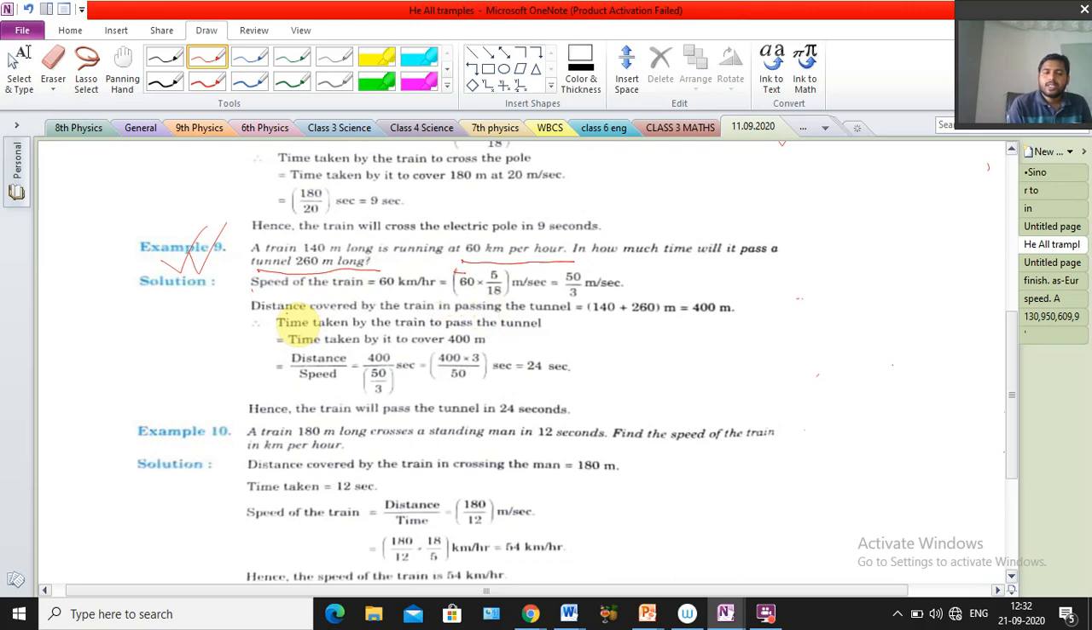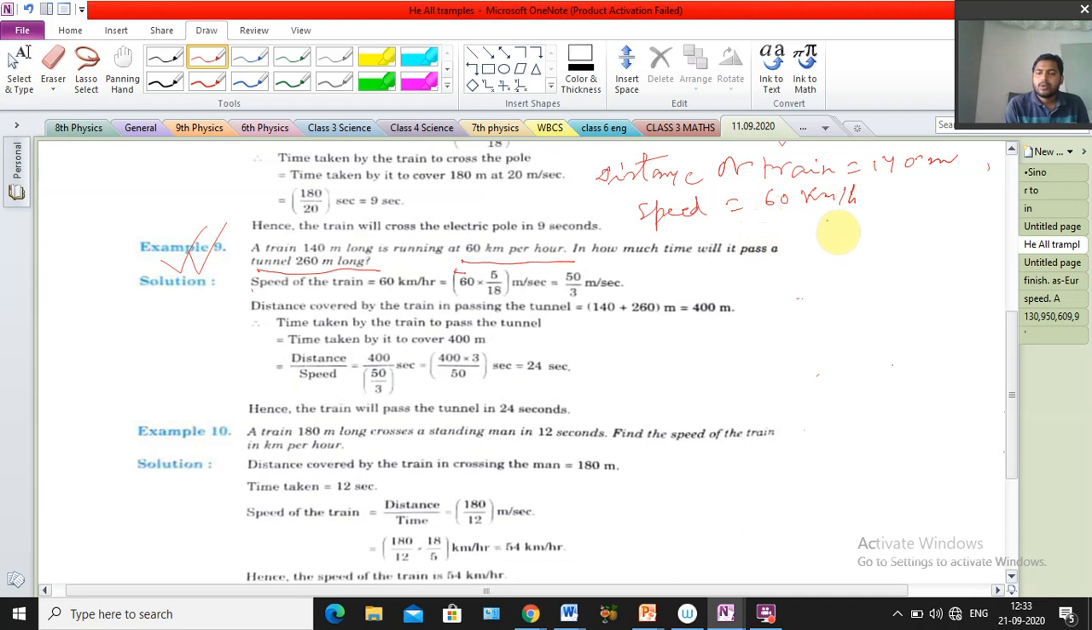So what to do, sir? At first whatever given data, just write it. Whatever given data, just at first you should write it, okay? So train distance, that one given, okay? 140 meter. Distance of train, just write it here. Distance of train equal to 140 meter, okay? And speed given, speed how much, sir? Speed equal to given 60 km per hour, okay?